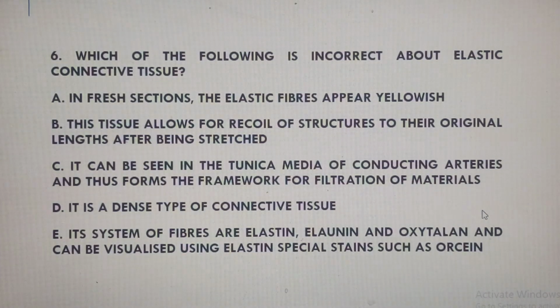Now let's go to option E. Option E says its system of fibers are elastin, yes, elaunin, and of course oxytalan, and can be visualized using elastin special stains such as Orcein. That's a very true statement. Evolutionary wise, we have that system: elastin, elaunin, oxytalan, and they can be visualized using special stains, elastin stains actually, such as Orcein. So let's justify this.